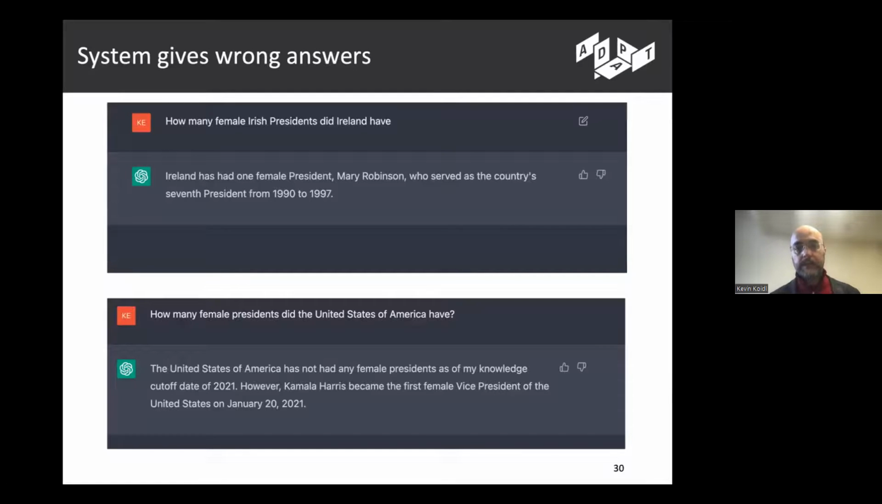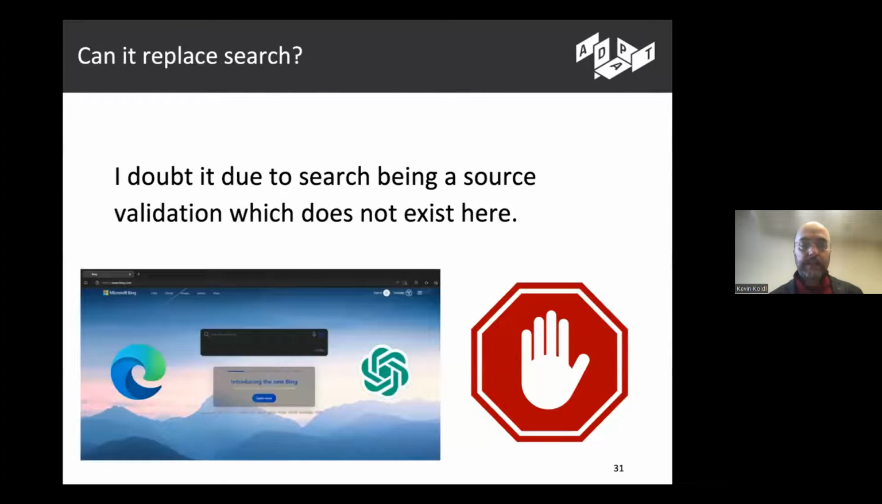So how many female presidents did Ireland have? It says 1. So Madame McAleese, I'm sure she'd be a bit annoyed about this. So this is a bit of a bad answer, but it does the same in America. It says America didn't have a female president, but in the next sentence it says that Kamala Harris was the first female vice president. But that's actually correct. It says it was the first female vice president, so it did a good job there. They fix it all the time. There have been examples on the web where it did the wrong thing in America, but it's still wrong in Ireland. So that's an interesting aspect there.